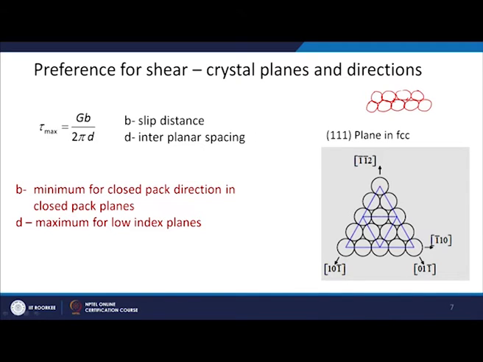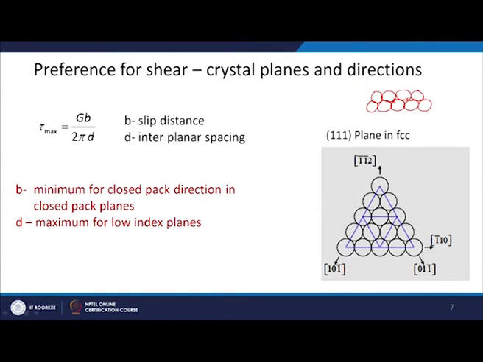So this atom, when it slips, goes to the next position here. This is the distance it is going to travel. As I told you, you cannot get better packing than this. That means this is the minimum distance an atom has to travel, and that is equal to your slip distance.